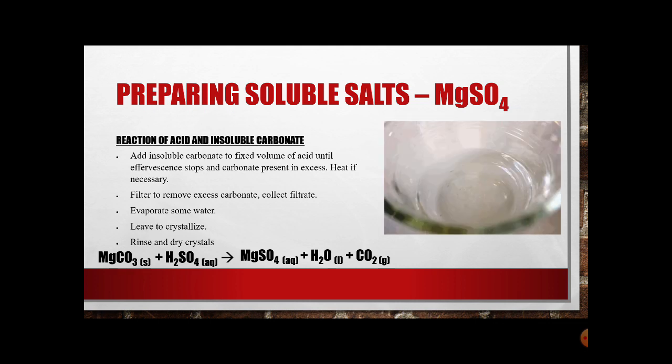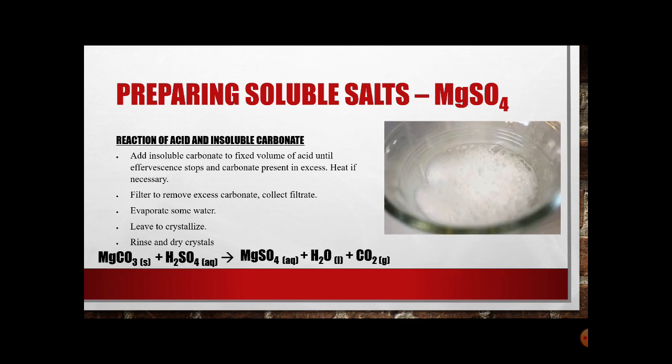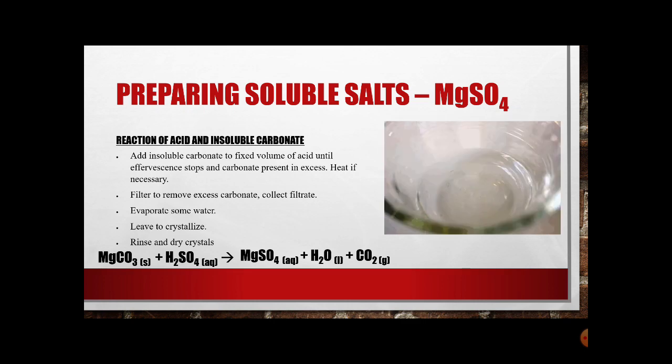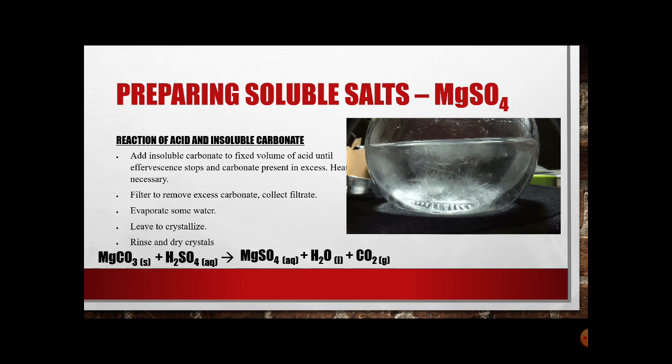When we add the carbonate to the acid, again we would see fizzing because carbon dioxide gas is produced. The mixture would stop fizzing as soon as all the acid has reacted. Because we use an insoluble carbonate, it can be filtered, giving us a filtrate of the salt and water only. Again, we would evaporate some of the water, leaving a concentrated salt solution in order for the salt to crystallize.